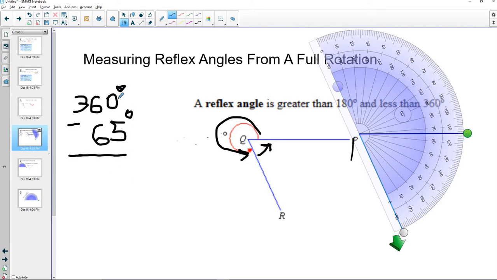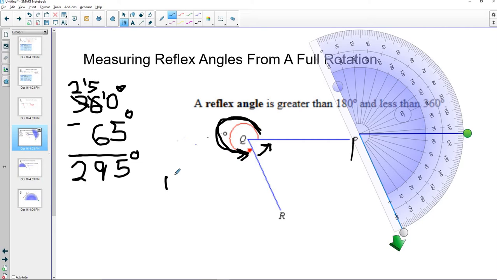Okay, 5 minus 0, we can't do that, so we're going to have to borrow 10 from here. So that makes that 50 and that 10. So 10 minus 5 is 5. 50 minus 60, oh, we can't do that either, so we'll have to borrow 10 more. So we'll make that 200 and we'll make that 150. So 150 minus 60 is 90. And 200 minus 0 is 200. So we have 295 degrees in this angle here.